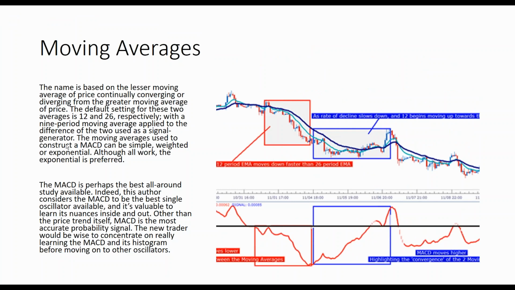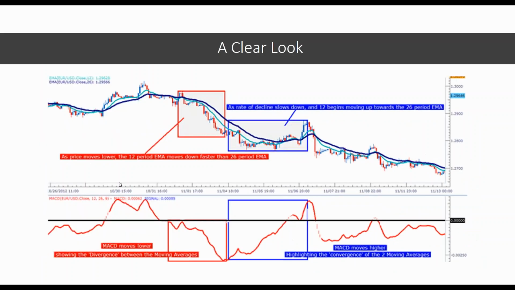The moving average used to construct a MACD can be simple, weighted, or exponential. The standard is using an exponential. Although they work, the exponential is preferred. The MACD is perhaps the best all-round study. Indeed, we consider the MACD to be the best single oscillator available. Now, what we do then is once we have these two on to the chart, and because we don't use them on a chart, the computer does the calculations.